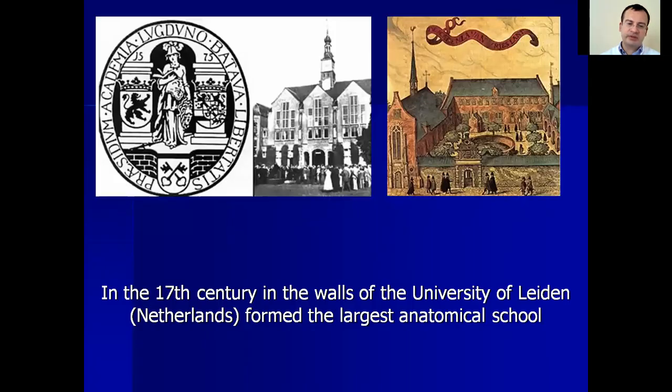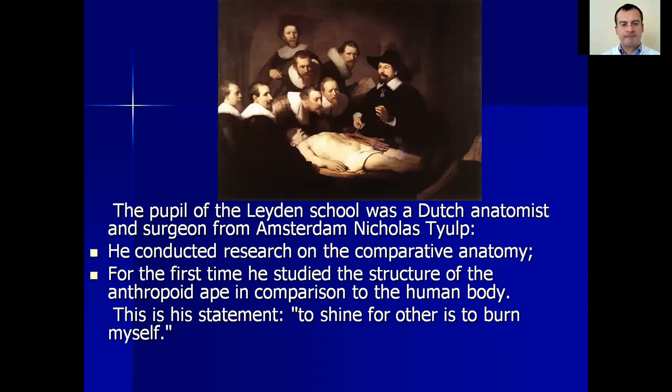In the 17th century, within the walls of the University of Leiden, the largest anatomical school was formed. A pupil of the Leiden school was the Dutch anatomist and surgeon from Amsterdam, Nicolaas Tulp. He conducted research on comparative anatomy. For the first time, he studied the structure of the anthropoid ape in comparison to the human body. This is his statement: to shine for others is to burn myself.